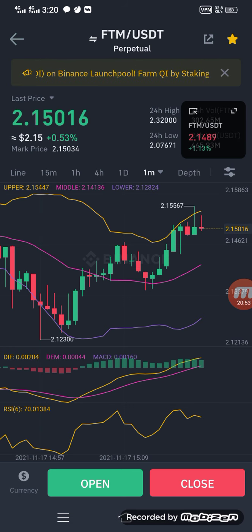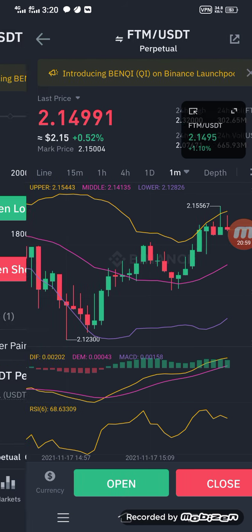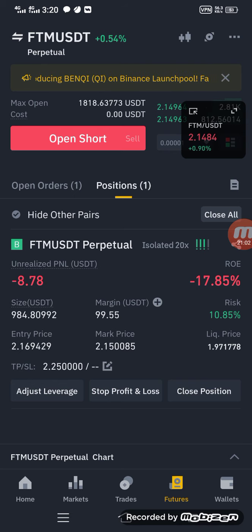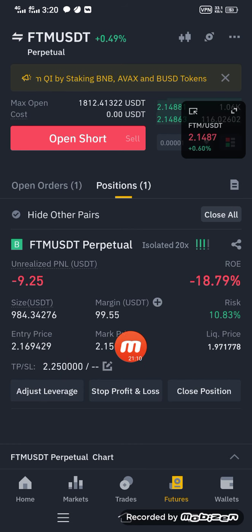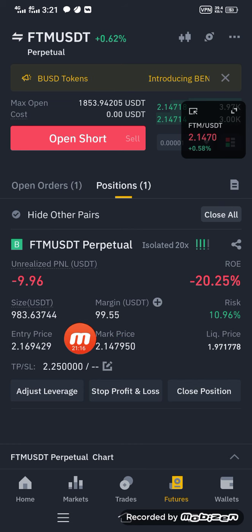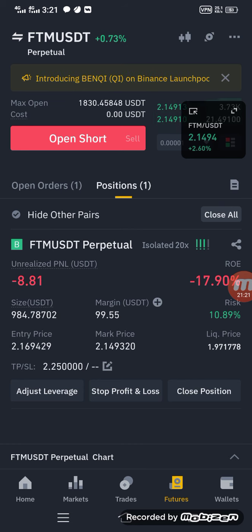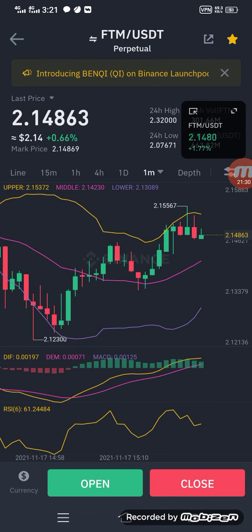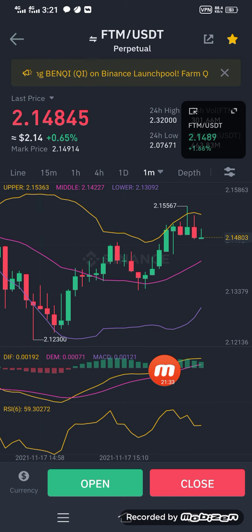Why am I waiting? Just to close my trade when it hits 16, because if you come here, my entry is here, 2.694, nearer to 2.17, and this is the mark price now. Liquidation is that. So I invested only 100 USD here, but I suggest 30 or 50. I suggest you invest 30 or 50, so that you know whether the coin is pumping or dumping.